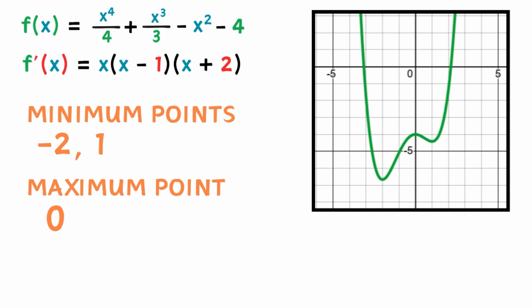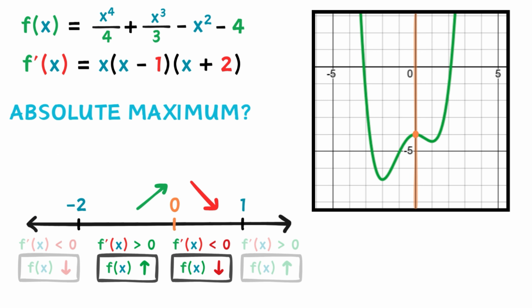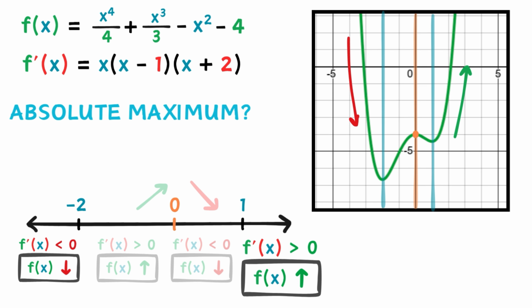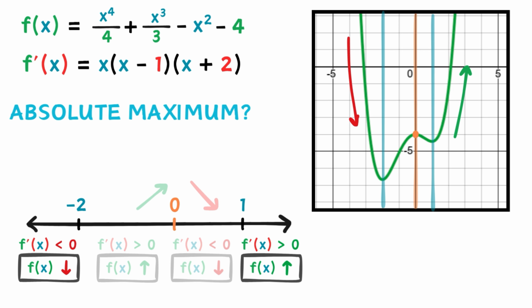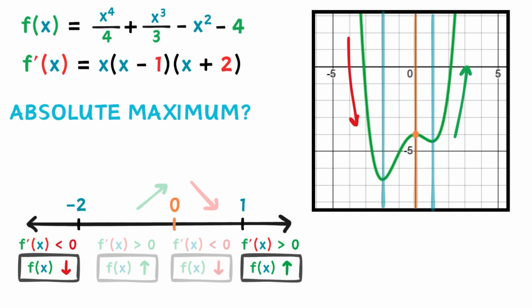Now, what if I asked you to find the largest value or the absolute maximum on this function? Well, looking at the graph, you can see that things get a little tricky. From the candidates test, we found one maximum point at 0. But notice that for values less than negative 2, the function is always decreasing. Similarly, for values after 1, the function is always increasing. As you can see on the graph, this implies that the function increases without bound. The sky is the limit. In other words, we can clearly see that there are values on the function greater than where x equals 0.